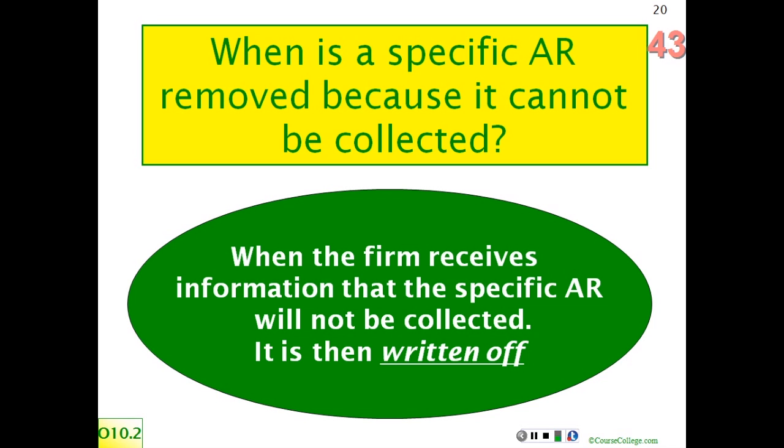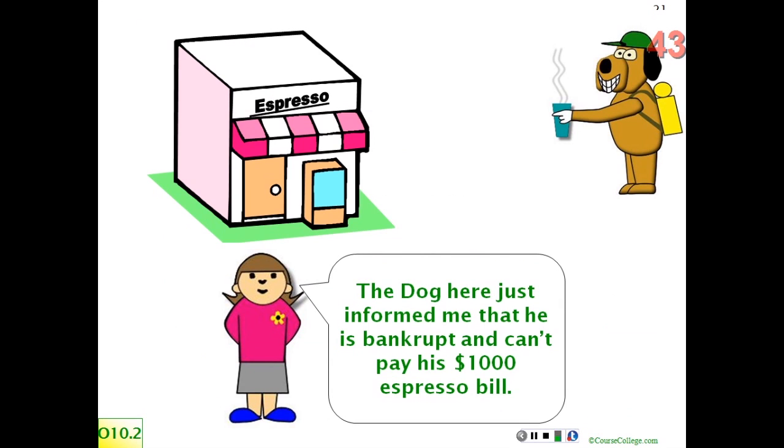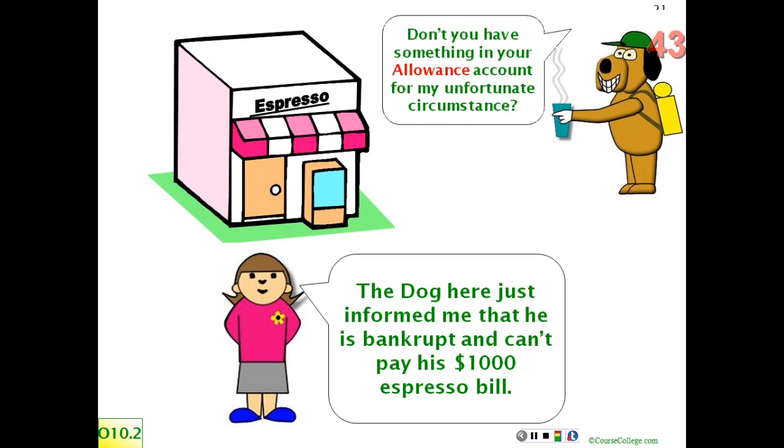Let's see if this helps us. You've got a proprietor here, runs an espresso stand. The dog is her customer. She's been selling lattes to him all year on account. Probably shouldn't have, but she did. He owes her $1,000, and she just gave him a latte. He says, you know what? About that money I owe you you've been bugging me about, I'm broke. I'm never going to pay you.